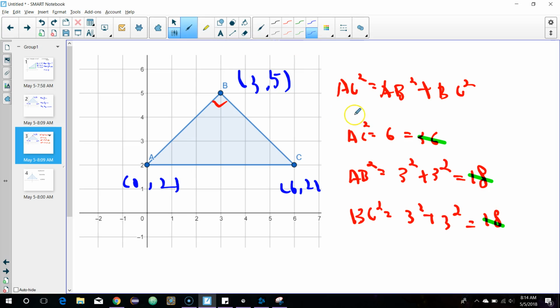So AC squared is going to be 36. I'm questioning this, so I put a question mark right next to it. AB squared is going to be 18. BC squared is going to be 18. So on the right hand side of the equation, I get 36. So there you go. If you're using this, by the converse of Pythagoras theorem, your triangle is actually a right angle triangle.